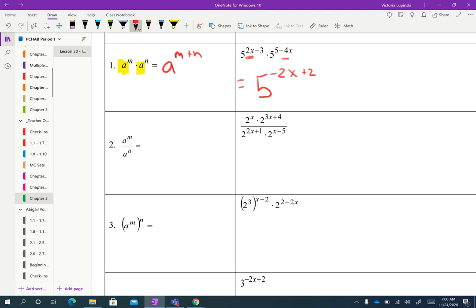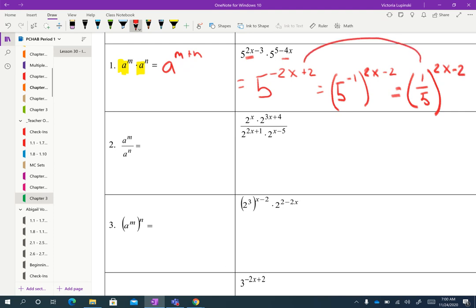Now, it's possible that you might stop there and have that be your answer, but you also have another option. The other option is to try to write it so that you don't have a negative in front of that 2x. So what you would do in that instance is you would actually pull in the negative 1 and write it as 5 to the negative 1, which would then become positive 2x minus 2, which means that you could then write your answer as 5 to the negative 1 would, of course, be 1/5, and then to the 2x minus 2.